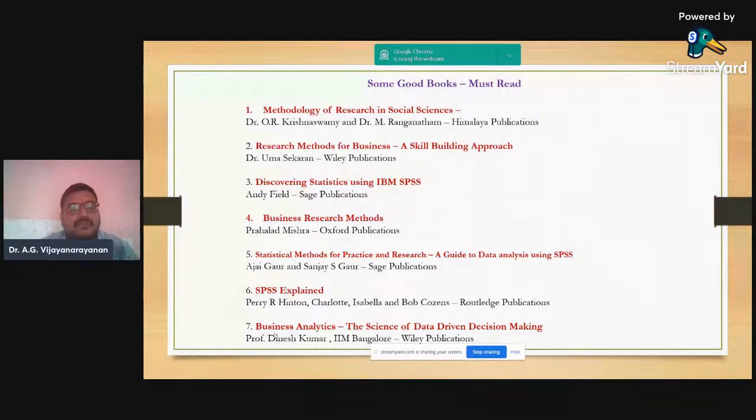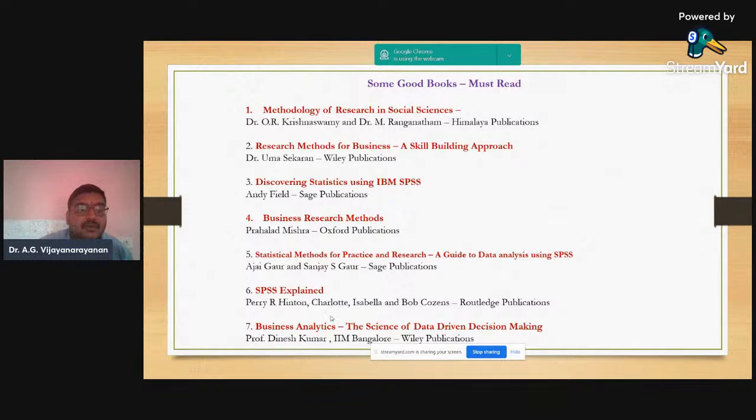Okay, these are some of the good books which I can refer. You can have a look at it. This is an excellent book for research methodology. The first one, my professor's professor, Dr. M. Ranganathan and O.R. Krishnaswamy. Top class book. Because many of you have awareness about C.R. Kothari, right? For research methodology. Please read these books. Dr. Uma Sekaran. That's again a top-notch research methodology book. And this is my favorite, Andy Field, Discovering Statistics. And these are some of the books which I can refer.